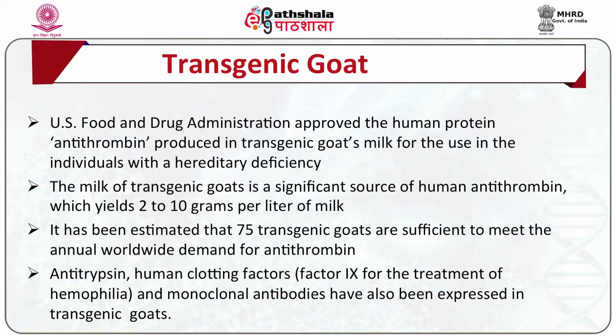Many other human therapeutic proteins such as antitrypsin, human clotting factor, factor 9 for the treatment of hemophilia and monoclonal antibodies have also been expressed in transgenic goats.